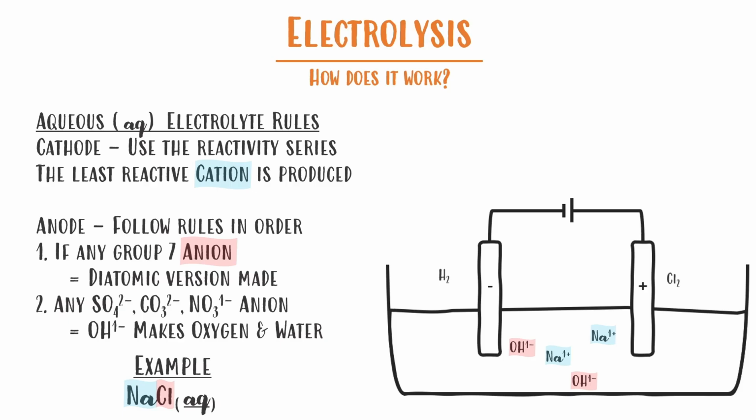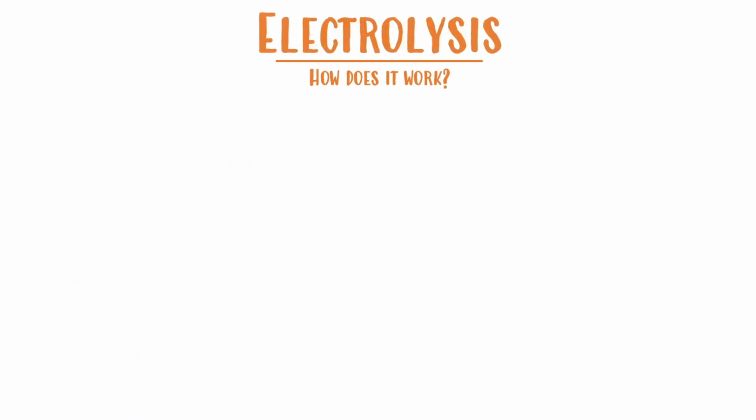Now, because we've got those remaining ions, they're going to bond together in order to make the resultant product, in this case, sodium hydroxide. Now, like I said, it is a bit more complex, but let's have a look at another example.